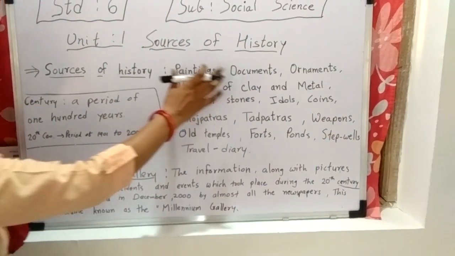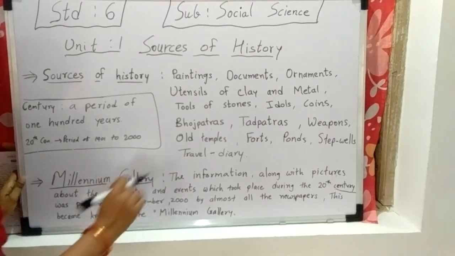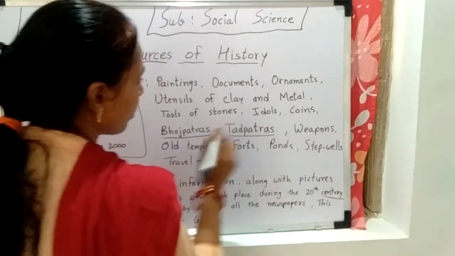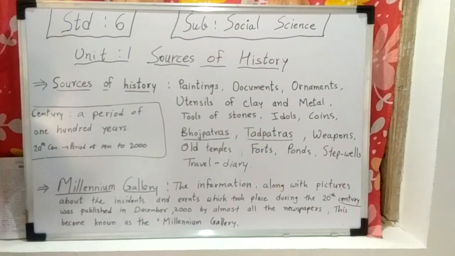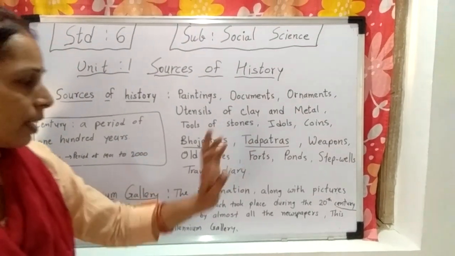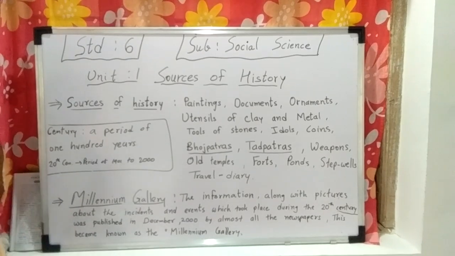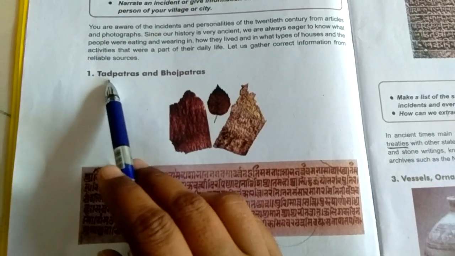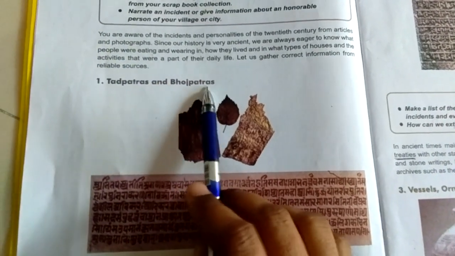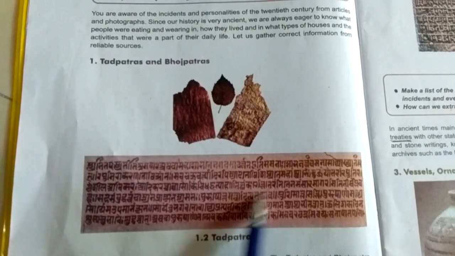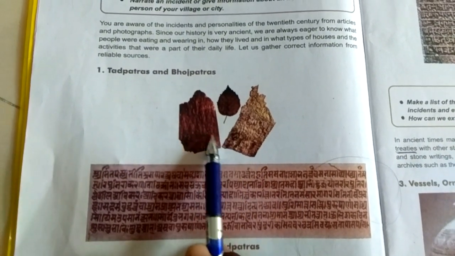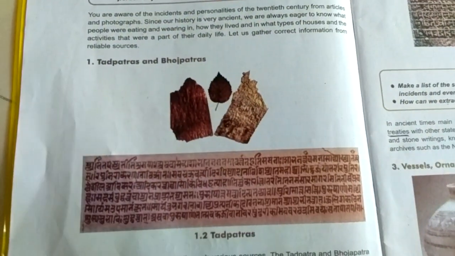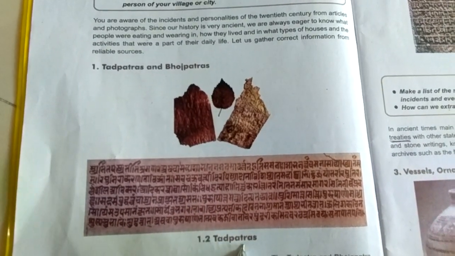Okay. Now here we show the sources of history. Here there are bhojpatras and tadpatras. Now we will learn what bhojpatras and tadpatras are. So let's see from the textbook. Tadpatras and bhojpatras. Now you can see the picture here, and you can see this script which was written on tadpatras.